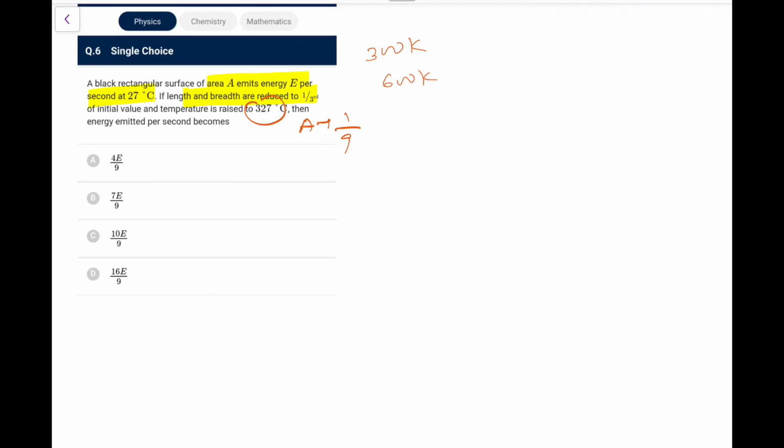So temperature is doubled. So we know H is proportional to A T to the power 4, A is 1 by 9 and T becomes double, 2 to the power 4. So it becomes 16 by 9. So we'll go for 16 E by 9. Again, a simple application of what you call the Stefan-Boltzmann law.